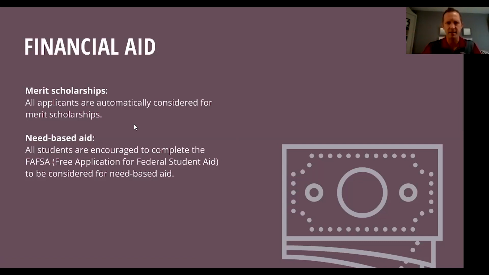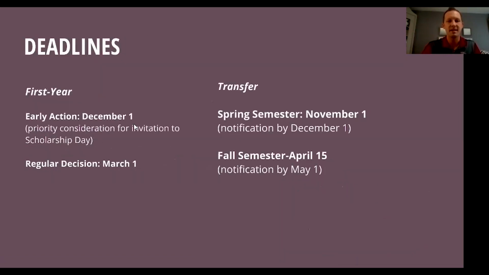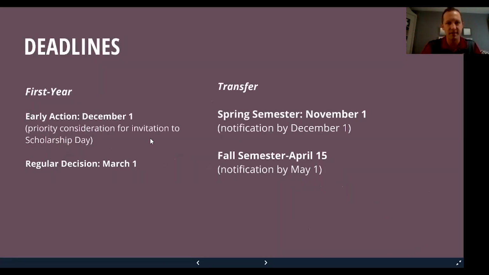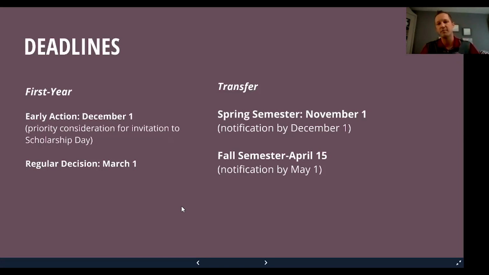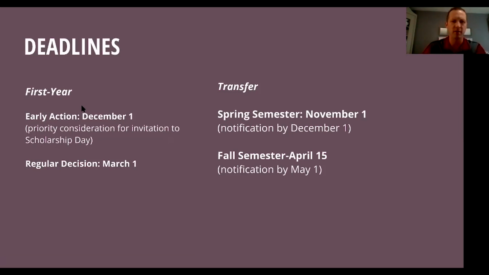So there is that. And again, just to reiterate our deadlines, we have this early action deadline of December 1st. So again, if you're not through with your application by Thanksgiving, fall break is a great time to finish your college applications. And then we do have a regular decision deadline of March 1st, 2021. But again, if you fill out and submit your application by December 1st, you will be in priority consideration for an invitation to our scholarship day, as I mentioned a little bit earlier on in this video.